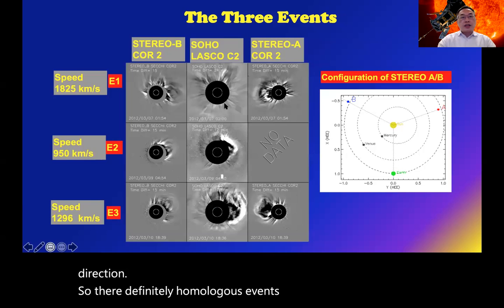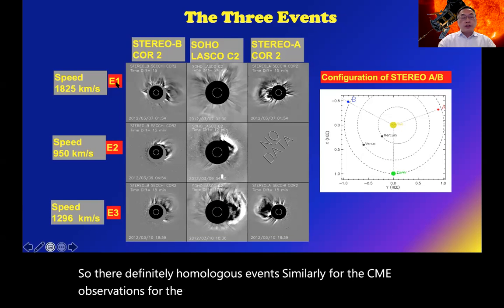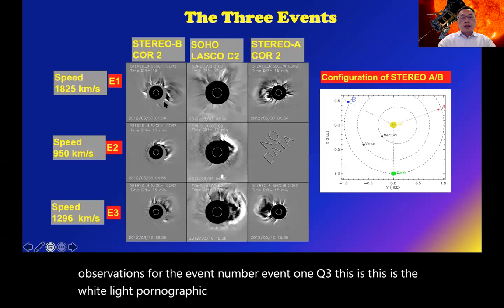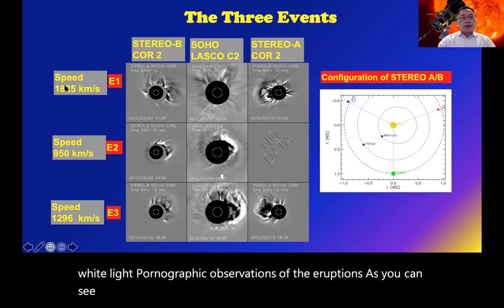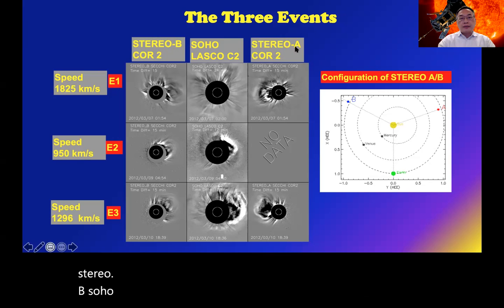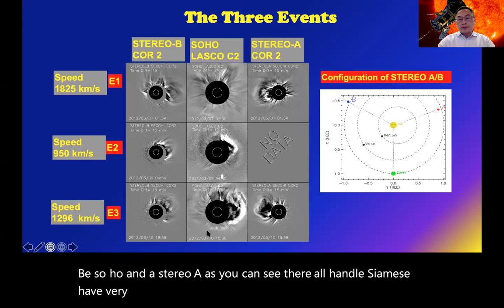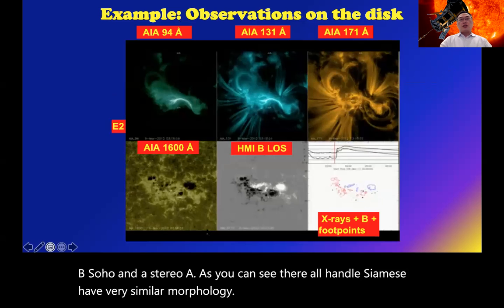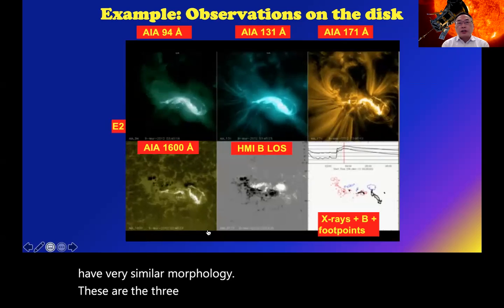Similarly, for the CME observations, for events 1, 2, 3, this is the white light coronagraph observations of the eruptions. As you can see, they are all fast CMEs. Speeds are more than 1800, 950, and 1200 kilometers per second, and seen by 3 coronagraphs, STEREO B, SOHO, and STEREO A. They are all halo CMEs and have very similar morphology. So these are the 3 homologous events we are talking about.